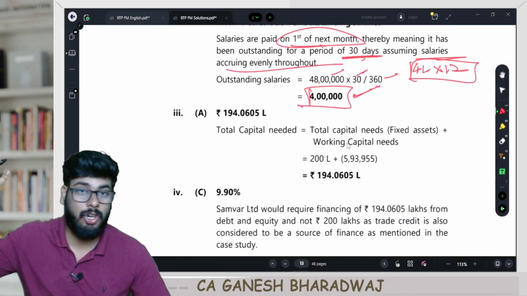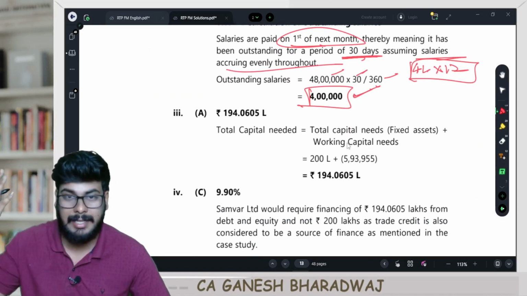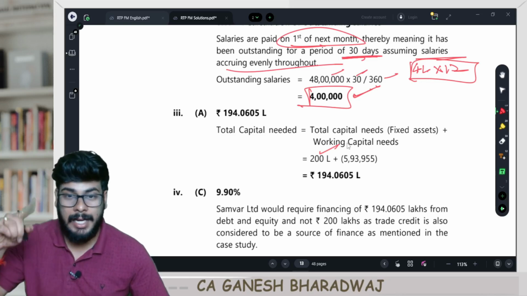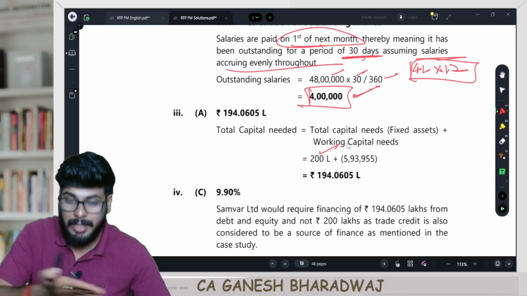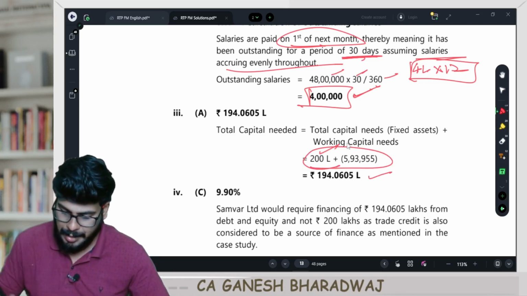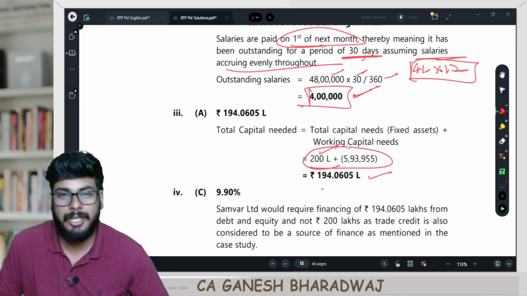They have said the gross fixed assets requirement. How much was it? 200 lakhs. Working capital, ideally it's not a positive figure, it's actually a negative figure. So you net off these two, you get a net total capital requirement of 194.0605.